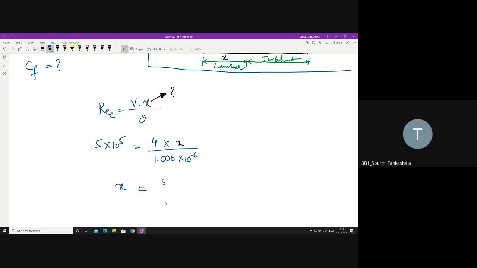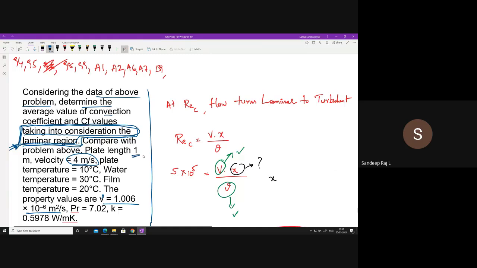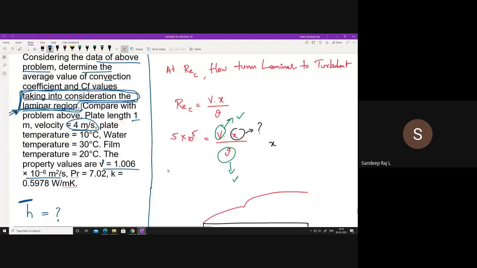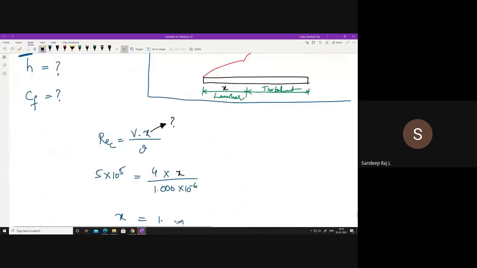1.25, sir. 1.25 meter? In 1 meter, if it is 1.25 meter, the whole length is laminar itself. I don't think it is correct. 0.125. Yes, it is 0.125 meter.